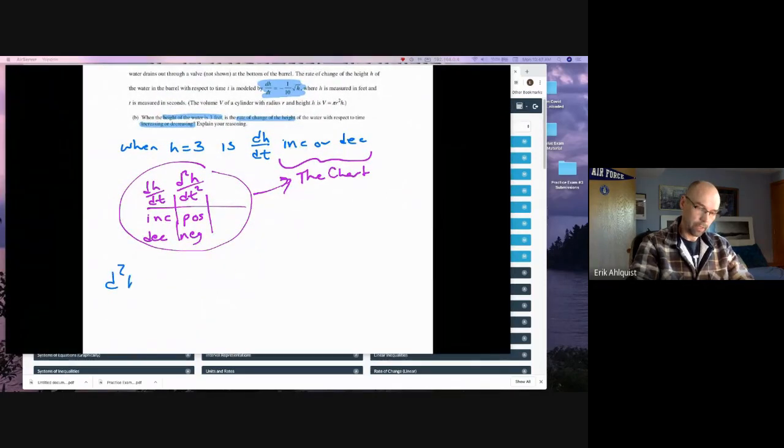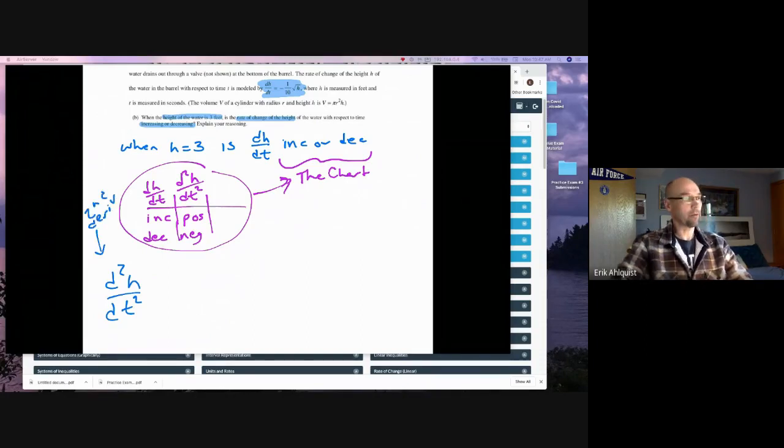Remember, this is the notation for the second derivative. That notation right there is the second derivative. So we're just going to differentiate this equation right up here. We're going to differentiate that equation. And so we got -1/10. That's the constant that just comes along.